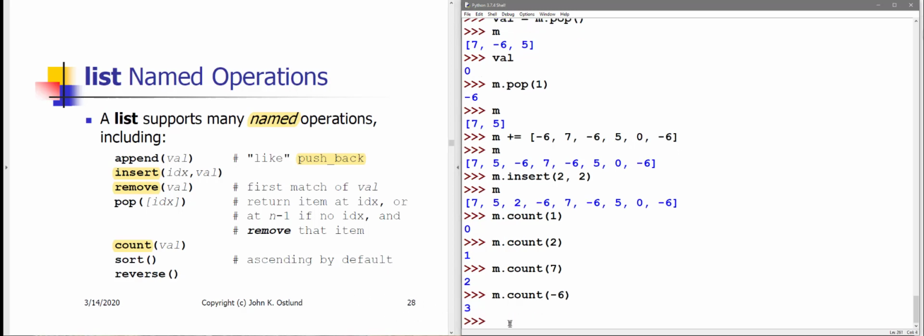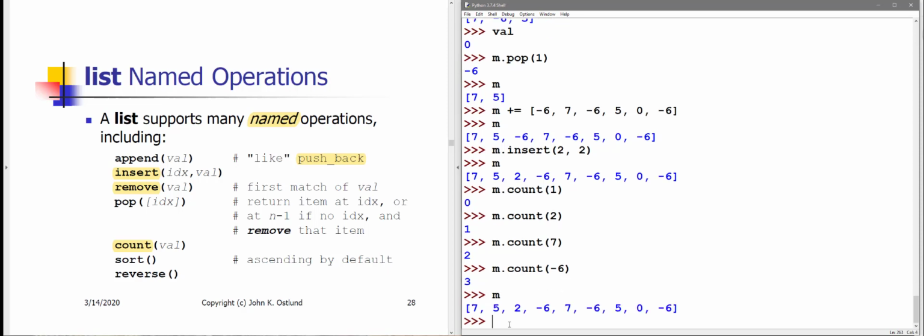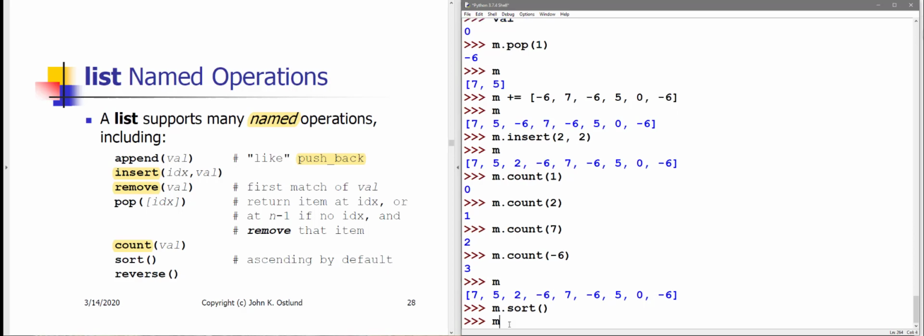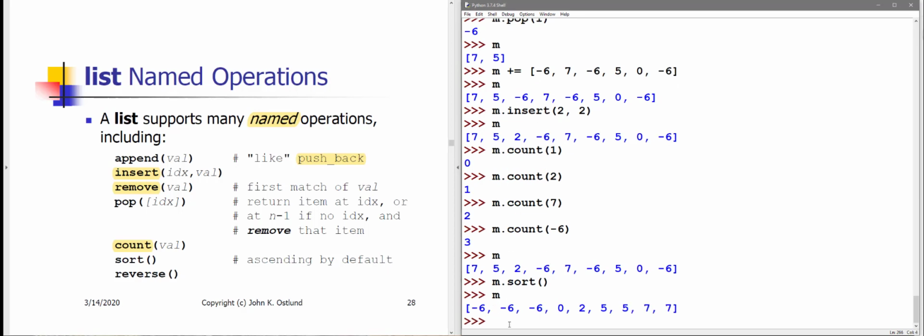I can also sort the list. And sorting the list works in place. I don't get any output when I do this, but the items within this list m are sorted in non-descending order. You can think of it as ascending order, but technically it's non-descending order. So after I've done the sort, here is my modified list.